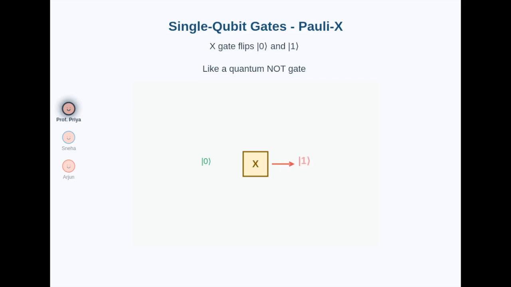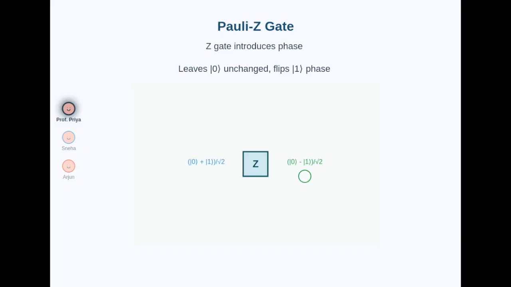The Pauli X gate flips states. It turns 0 into 1 and 1 into 0. It's like a quantum NOT gate. The Pauli Z gate introduces a phase. It leaves 0 unchanged but adds a minus sign to 1. This phase difference is crucial in quantum algorithms.